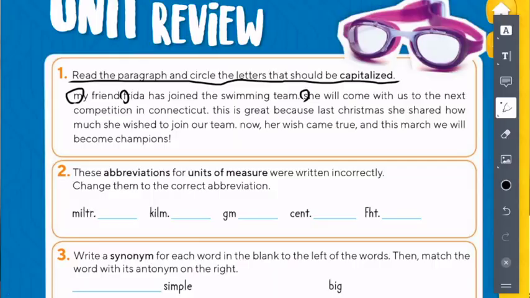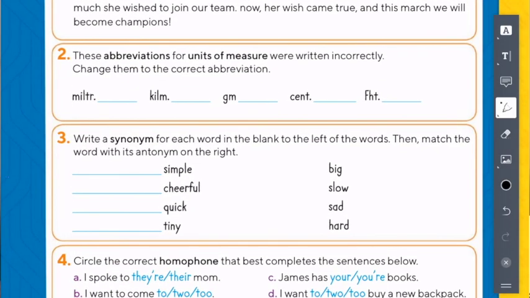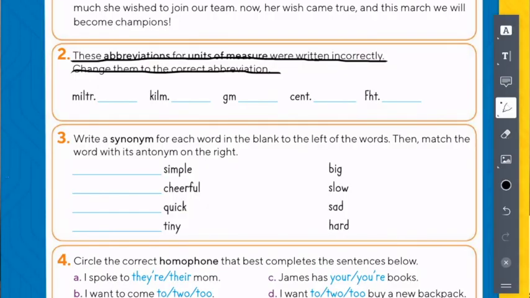Ready? Excellent. Let's continue with activity number 2. Let's read together. These abbreviations for units of measurement were written incorrectly. Change them to the correct abbreviation. Okay? So we have ml, kilom, jim, cent, and ft. Okay, these are incorrect. We need to write down the correct abbreviation of measure, right?